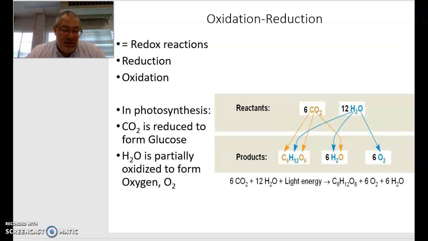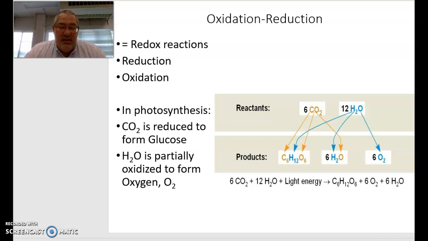In respiration, glucose was oxidized, it lost hydrogen, and the resultant molecule that was formed was carbon dioxide. The hydrogen atoms that were released from glucose in respiration were used to build ATP molecules, and then that hydrogen bonded to oxygen at the end of respiration to form water. So oxygen was reduced in respiration to form water.